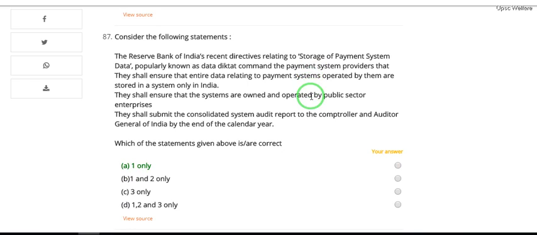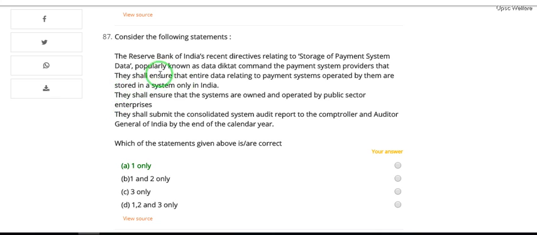So D will be correct. Question 87: consider the following. Here, the Reserve Bank of India's recent directives relating to storage of payment system data, popularly known as data localization, command the payment system providers that this shall be... So here only one will be the correct answer, otherwise 2 and 3 will be wrong, my dear.